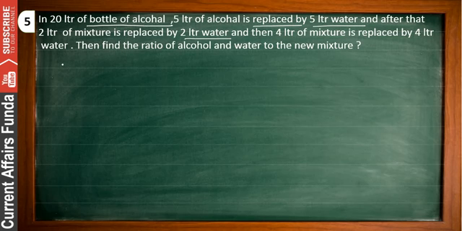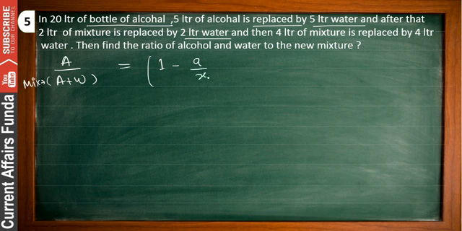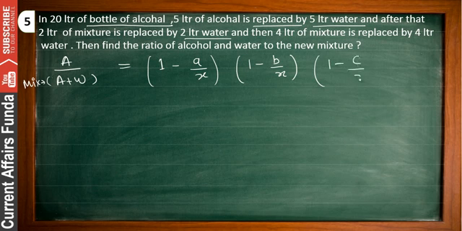So friends, previously I have already told you, when you need to find the alcohol to mixture ratio, that means alcohol plus water, that means mixture. So it will be equal to (1 minus A divided by X) into (1 minus B divided by X) into (1 minus C divided by X), where X is your total quantity, and A, B and C are withdrawn quantities.